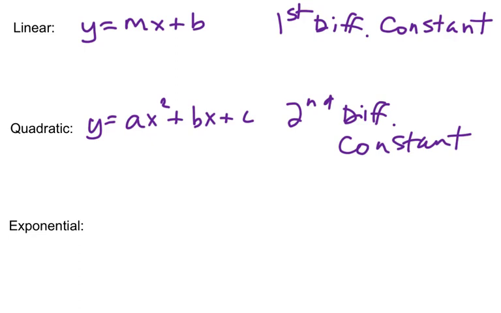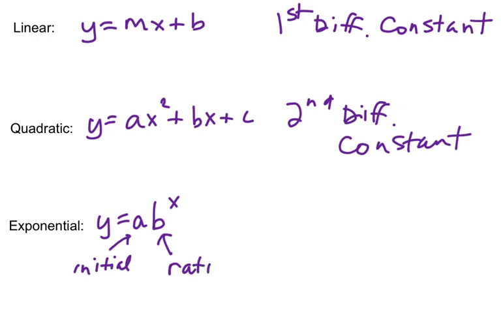And last, an exponential relationship looks like this, y equals a b to the x, where a is the initial number, b is the ratio. A ratio is really 1 plus or minus the rate. So that's where that b comes from. Instead of 1 plus r or 1 minus r, we're just calling it a ratio b to the x, where x is the time.